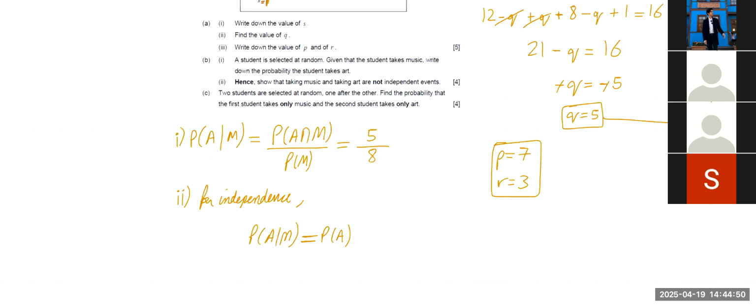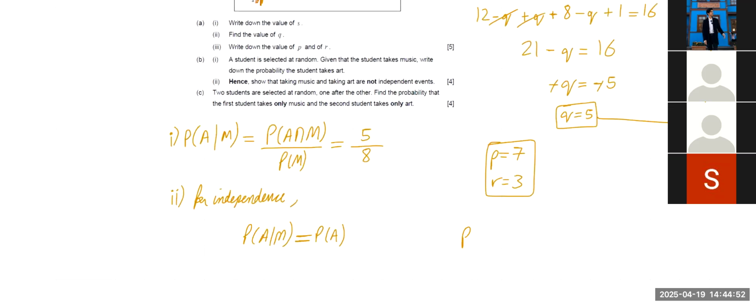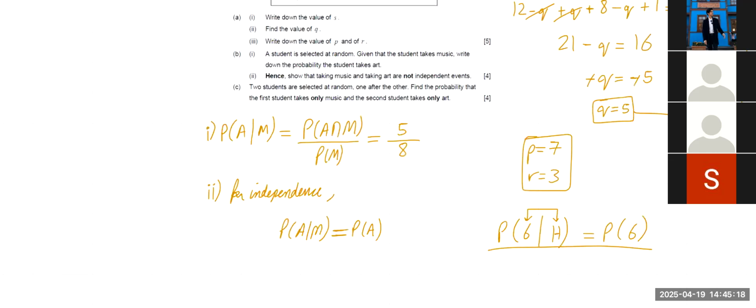Like, for example, if I tell you that the probability of getting a 6 on a die, given that I earlier got a heads on a coin, is the same as the probability of getting a 6 anyway, this means that getting a 6 does not correlate or depend at all on getting a heads. Of course it doesn't, right? That's how you check independence. If this is true, then getting a 6 and getting a heads are independent of each other. Do you understand that idea now? So this is the requirement for independence.